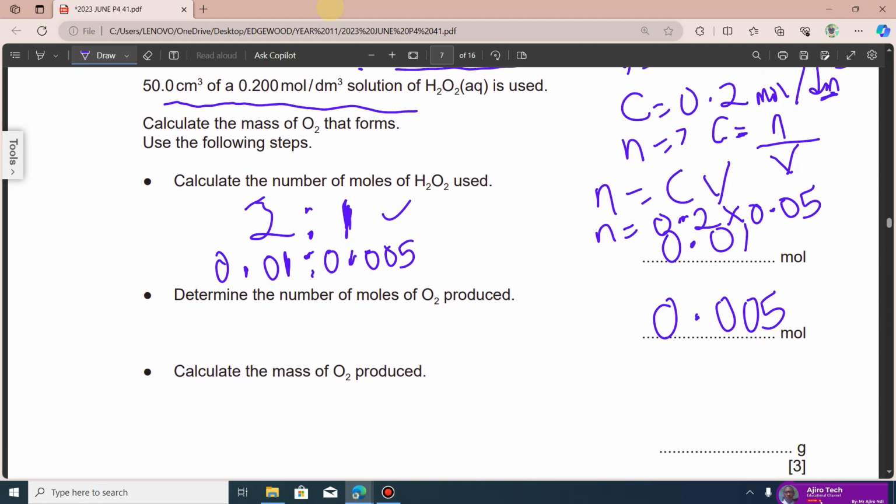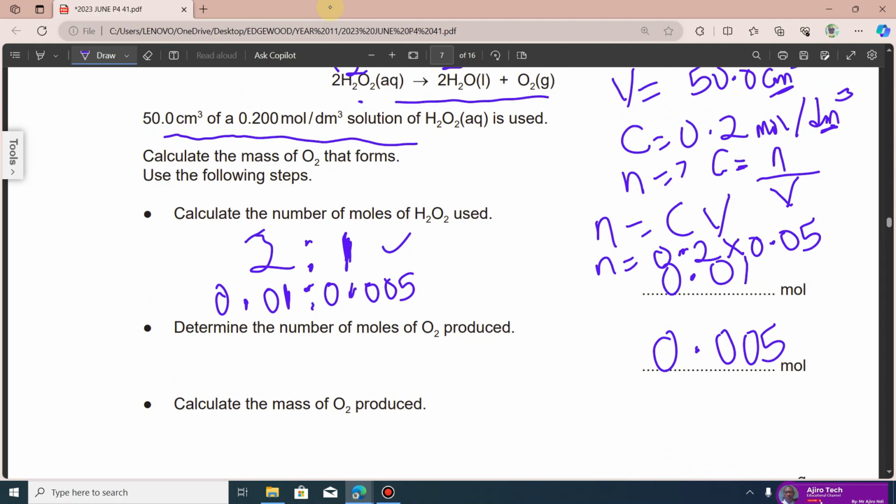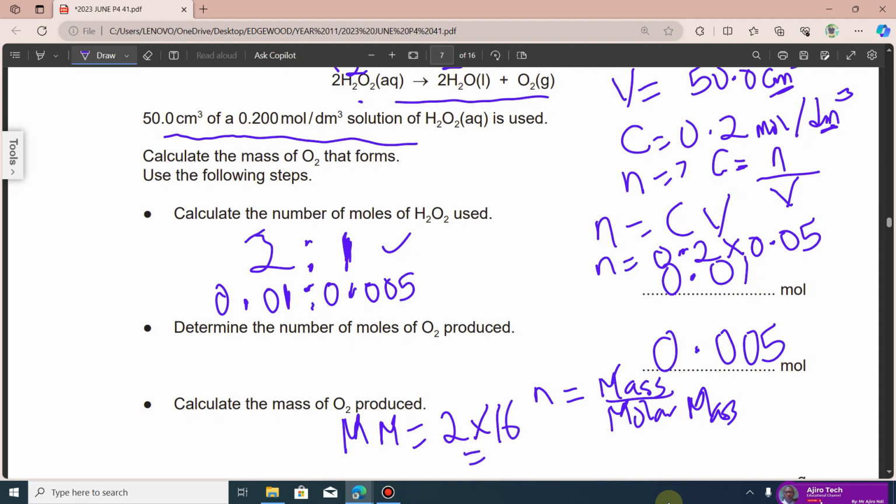So the next thing is to calculate the mass of oxygen produced. Now that we have the number of moles of oxygen, how do we get the mass? You have to look for a formula that relates the number of moles to the mass. And remember that the number of moles is the mass divided by the molar mass. Okay, so we have the number of moles of oxygen already. Can we obtain the molar mass of oxygen? Yes, we have the formula of oxygen. So if you consult the periodic table, you get the molar mass of oxygen. So the molar mass of oxygen, which is O2, now becomes 2 times 16 because the atomic mass of oxygen is 16. So the molar mass of oxygen is 32.